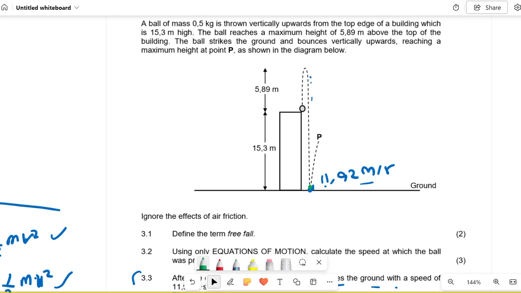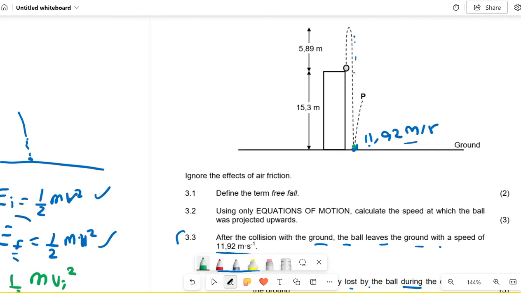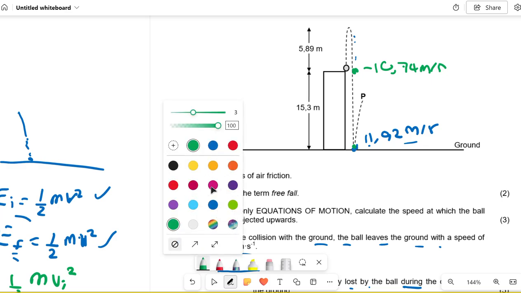Your velocity here is minus 10.7.4 meters per second. Remember, we took downward movement as negative. So that's the velocity there, as it was traveling down. Again, the initial one going up was positive.